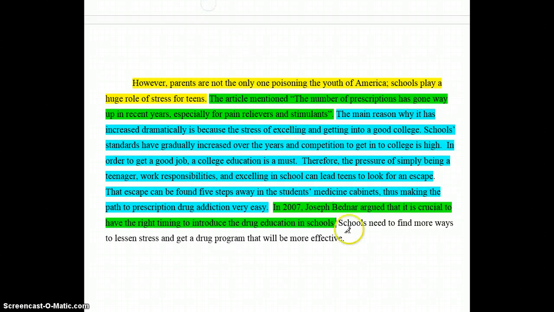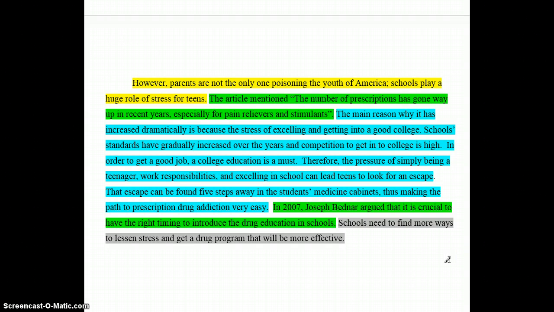Now the next sentence states, schools need to find more ways to lessen stress and get a drug program that will be more effective. Okay, great. This looks like the conclusion. Does it sum up the examples? Yes. So what is the problem here?